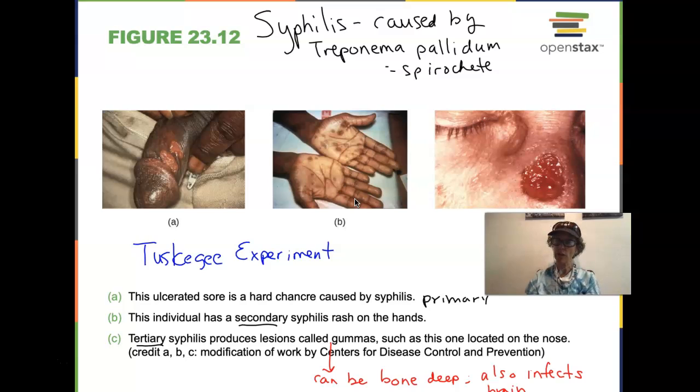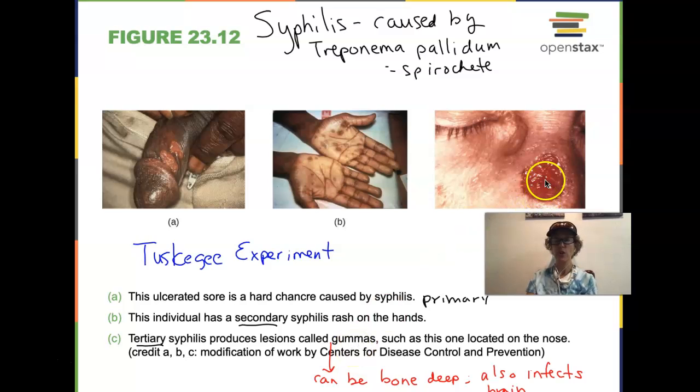And again, that rash will go away. And many people would think that whatever that rash was went away. They're cured. Not a lot of people would know to associate a weird rash on the palms of their hand with a sexually transmitted illness. And the third image is tertiary syphilis. So when the organisms are reactivated yet again, they cause these lesions called gummas.